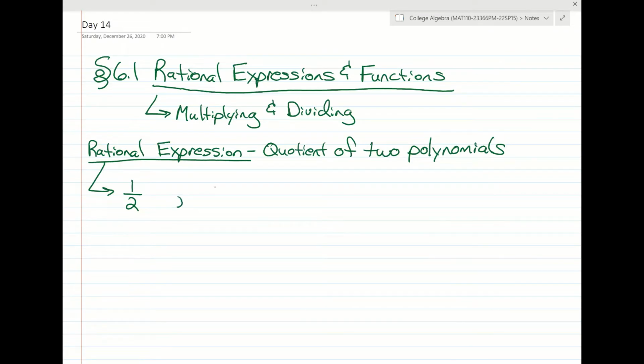Similarly, if you had like x plus 1 over x minus 3, or if you had x squared minus x minus 2 over x squared plus x minus 6. Those are all examples of rational expressions because they are expressions written as a fraction.